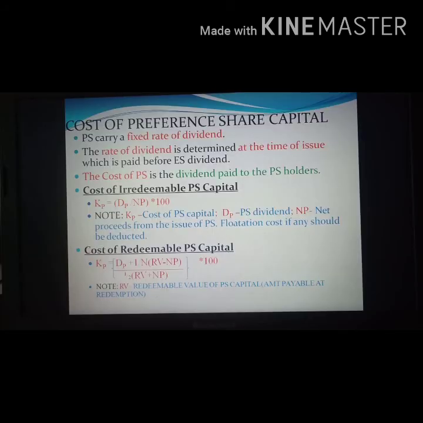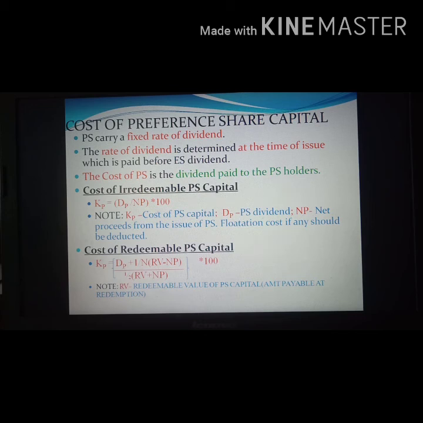Now we can move on to the next segment, that is the cost of preference share capital. That is another source of fund, another source of capital. We have already discussed the cost of debt, that is cost of irredeemable debt and cost of redeemable debt. And we already said that the cost of debt is actually the interest which is to be paid by the company to the investors. So that interest amount is the cost. In case of preference shares, the cost of preference share is the dividend that is to be paid by the company to the preference shareholders.